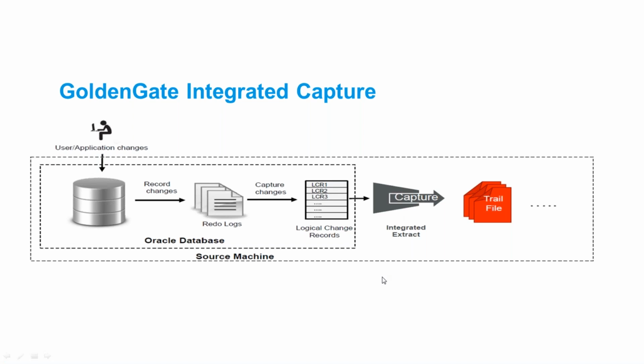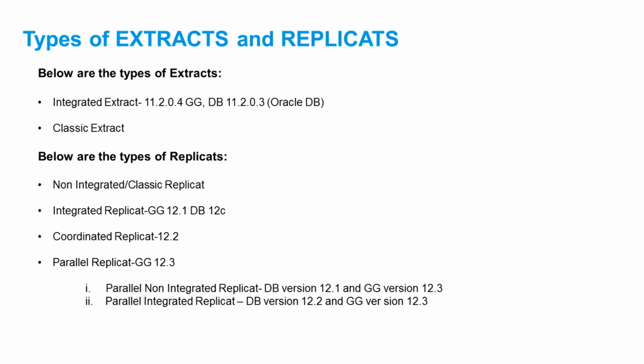Okay, so integrated capture is getting very popular. Now, one question which I regularly receive is, I told you that these are the different types of extracts and replicates available, so what type of extract, what type of replicate should we use? The answer which I always give is, always try to use the latest supported stuff. For example, if your environment is supporting integrated extract, go with integrated extract. It is well tested, and performance wise also it is good. So if it is supported, go with integrated extract.